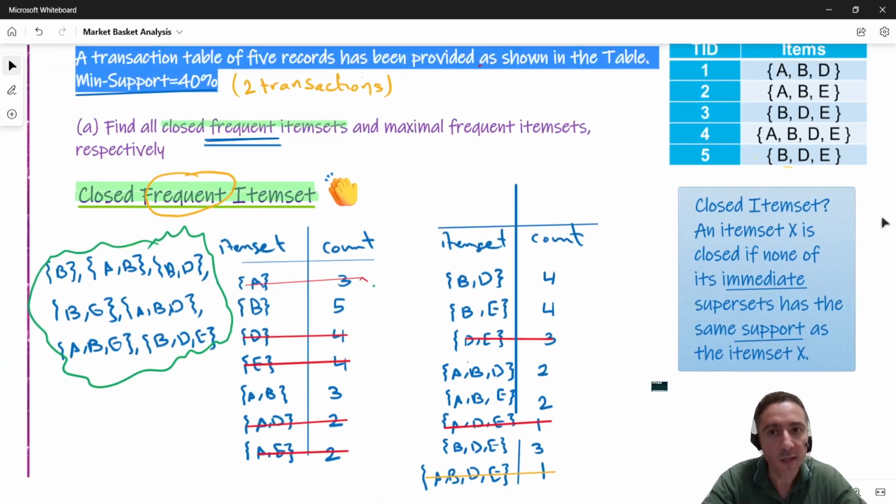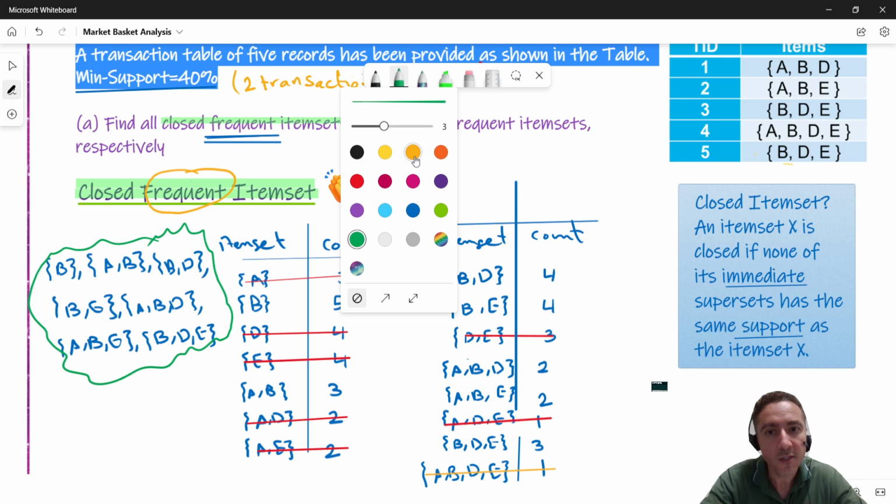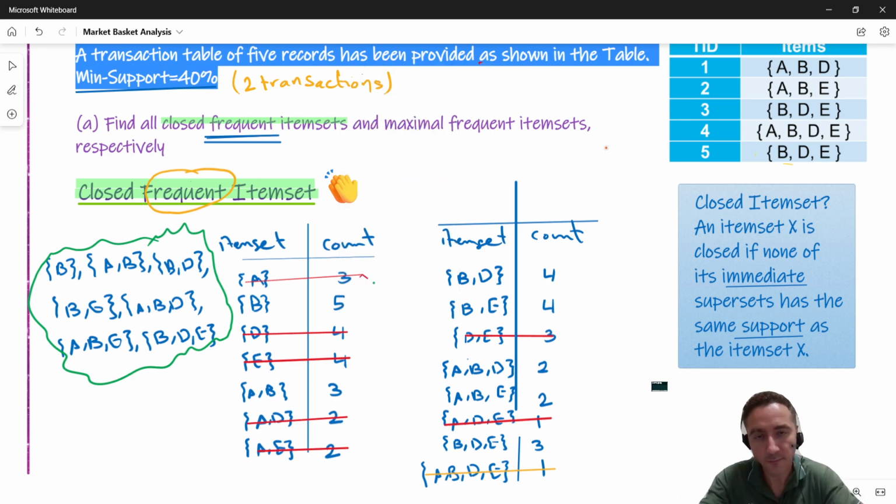Okay, so let's see. I'm going to work on this same one. I don't need to draw again. That's fine, but I'm going to use a different color, at least for you, so you can differentiate what I'm doing right now. So let me take the orange. We didn't use orange. Okay, so now we're looking for the maximal frequent item set.